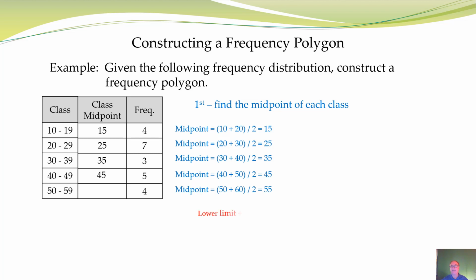And when you get down to the last class, you're going to say, what am I going to add 50 to? Well, you take 50 plus the class width to get 60. So it's 50 plus 60 divided by 2. Another feature, if you look at the class midpoints closely, the difference between the class midpoints is the class width. In this case, the class width is 10, so the midpoints are 10 apart.